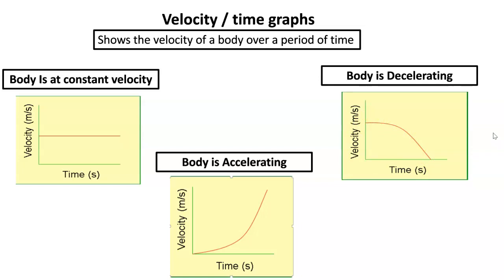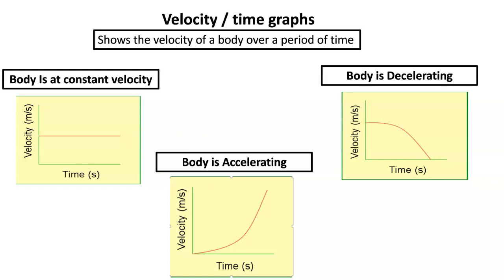Okay, we also need to be aware that we can show a velocity time graph for particular parts of a race. So for example, in a 100-meter sprint, there'll be a part where we're accelerating, a part where we're at constant velocity, and a part where we're decelerating. The same with a swimming race.